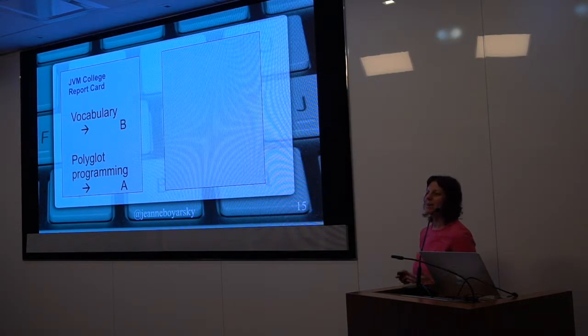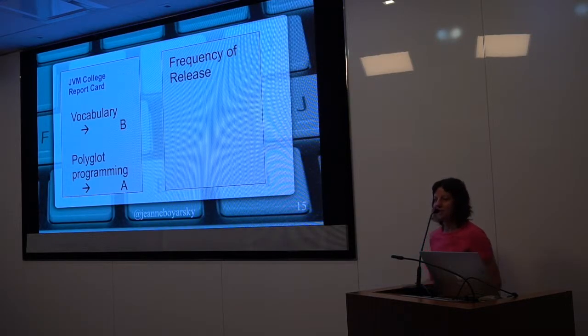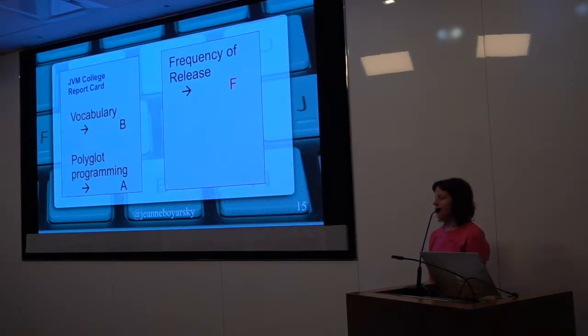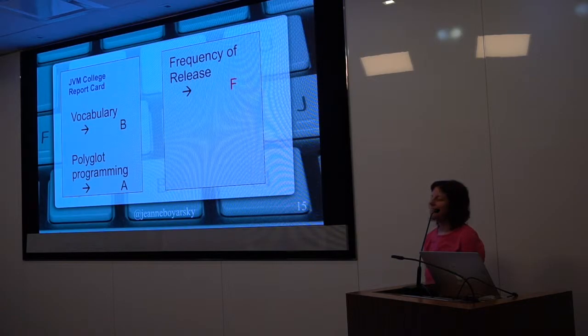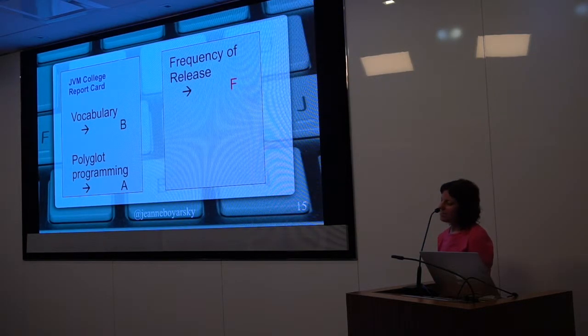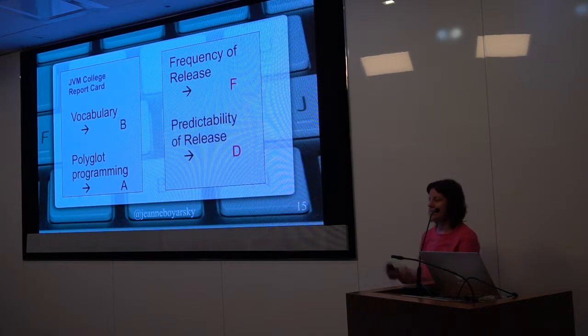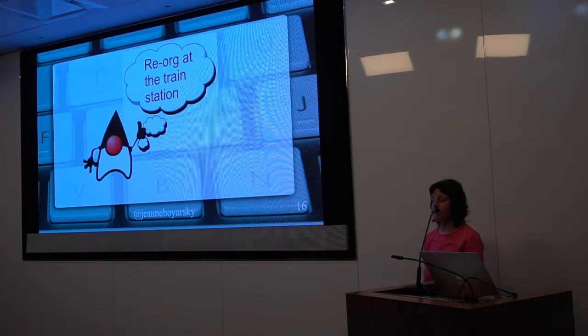All right, Duke's doing better in college, so now we have frequency of release. F again, and predictability of release, a D again. But you know what? It's even worse here, because in addition to holding up Java, we're holding up all those other languages that we just learned about. This is a problem. And you know how large companies solve problems, right? They have reorgs. Because reorgs are the way you solve all your problems. So we need to have a reorg at the train station to solve our release train problems.